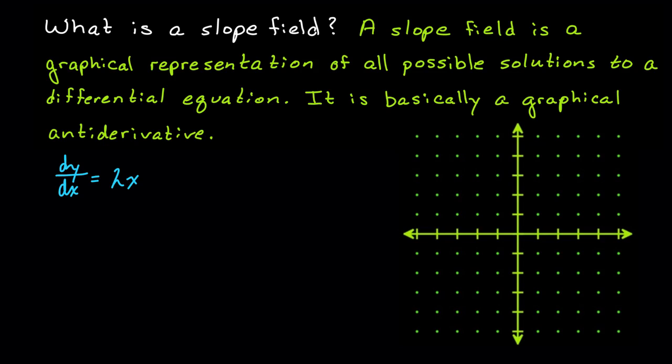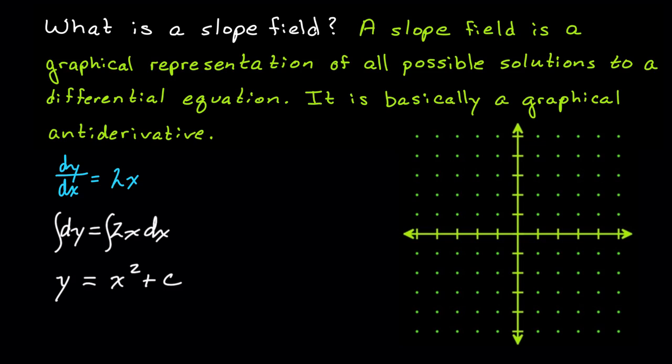So let's think about this differential equation right here. dy/dx is equal to 2x. This would be fairly simple, from our background with differential equations, to be able to solve. To solve, we would separate our variables, moving dx over to the other side, giving us 2x dx. And then we would integrate, giving us y is equal to x squared plus c.